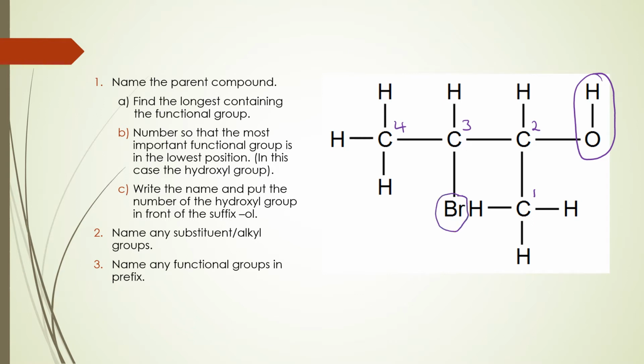So our parent compound has 4 carbons, but, and they're all single bonded, butane, and we have the hydroxyl group which is located on carbon number 2. So it's a butanol. We also have a functional group in prefix which is a bromo, and it's located on carbon number 3.